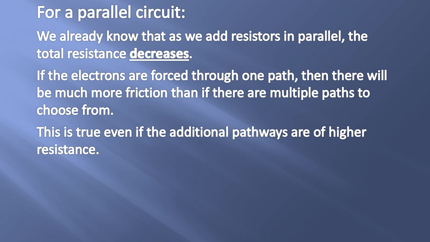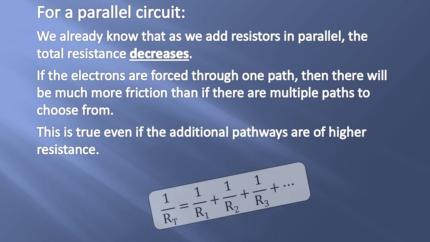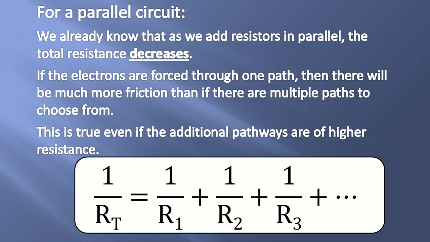So again, this is true even if the additional pathways are of high resistance. So it doesn't matter whether, for example, the leak in the garden hose is small or large, there's still going to be some loss of water. So same thing with the electrons. And in this case, we're actually going to be adding the reciprocals.